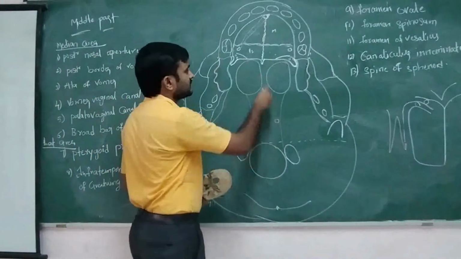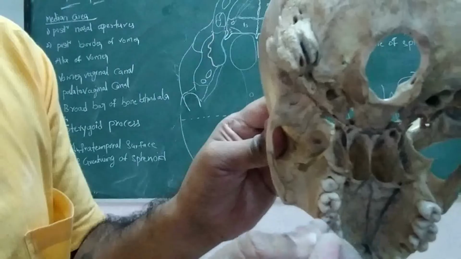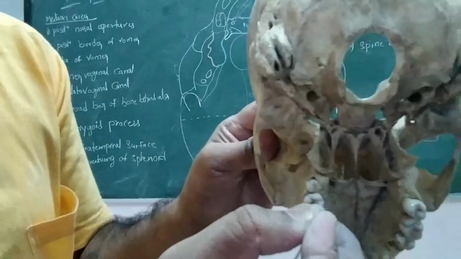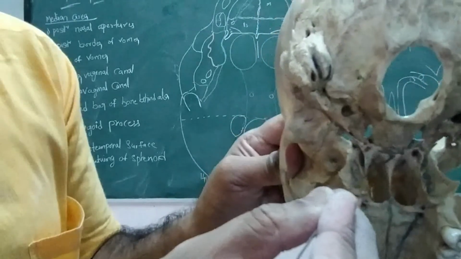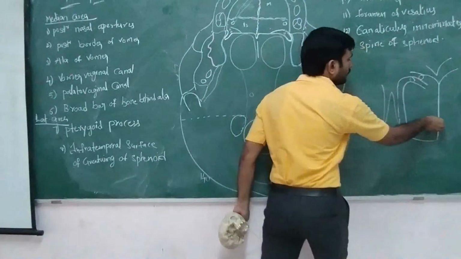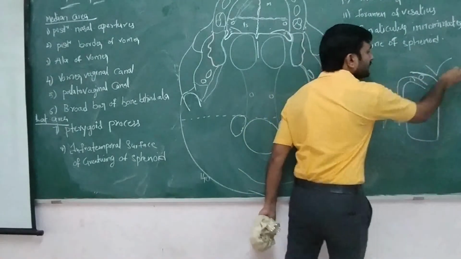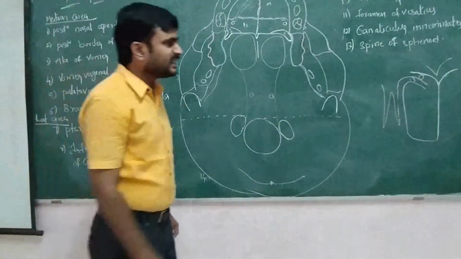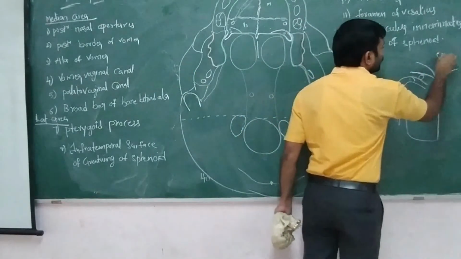These 2 nasal apertures are separated by a bone. That bone is called the vomer bone. So this is called the posterior border of the vomer. That vomer splits above. See here the diagram. This is the vomer bone. Above it splits and forms the ala of the vomer bone. This ala of the vomer is attached above to the sphenoid bone.